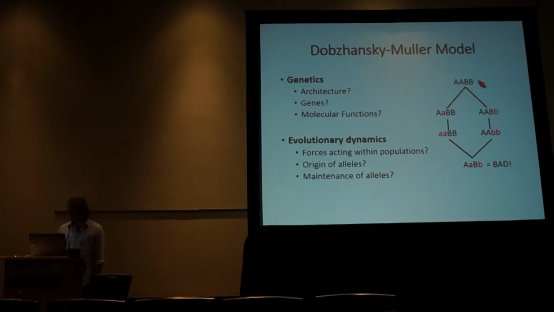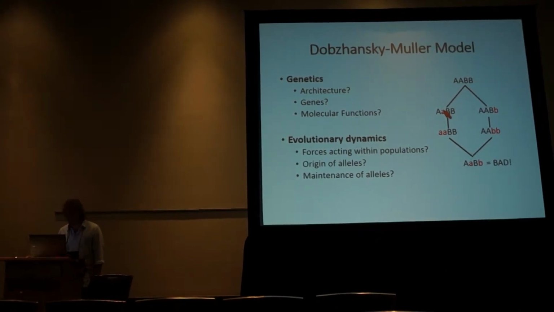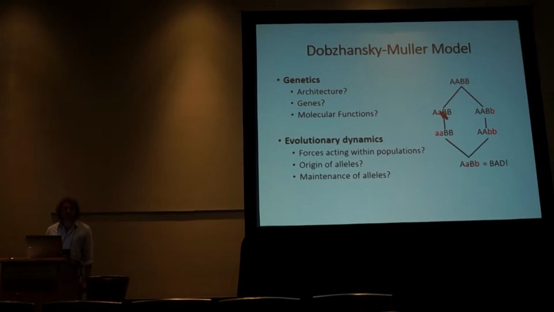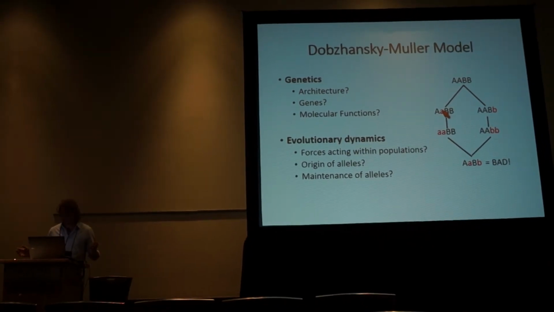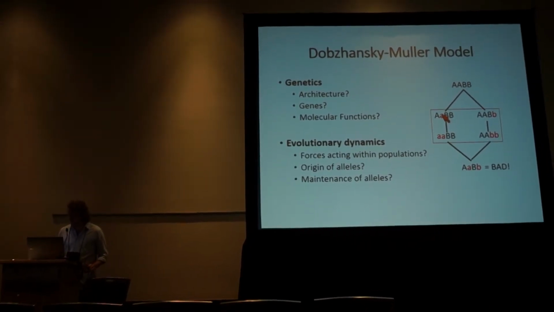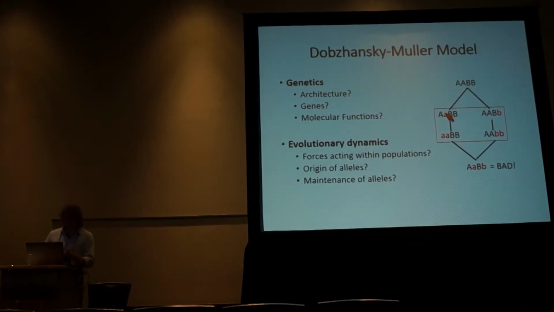And so we're interested in what types of genes, are there certain classes of genes that cause hybrid incompatibilities? What are their molecular functions? Are there common architectures for certain ages of species? Things like that. In addition, we're interested at this level here.